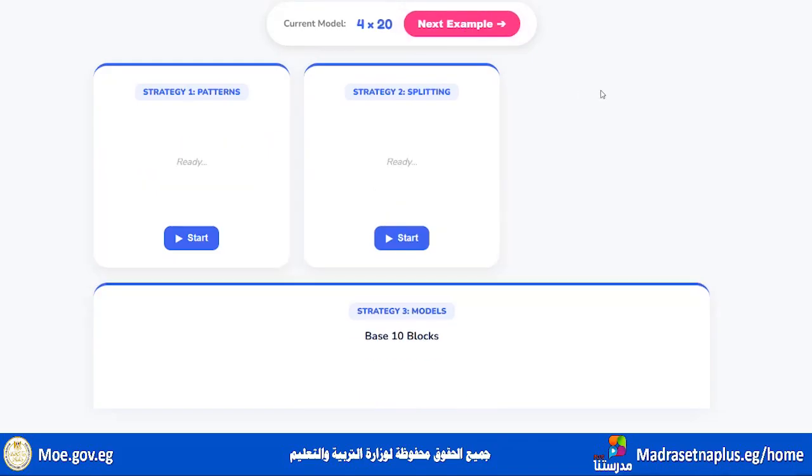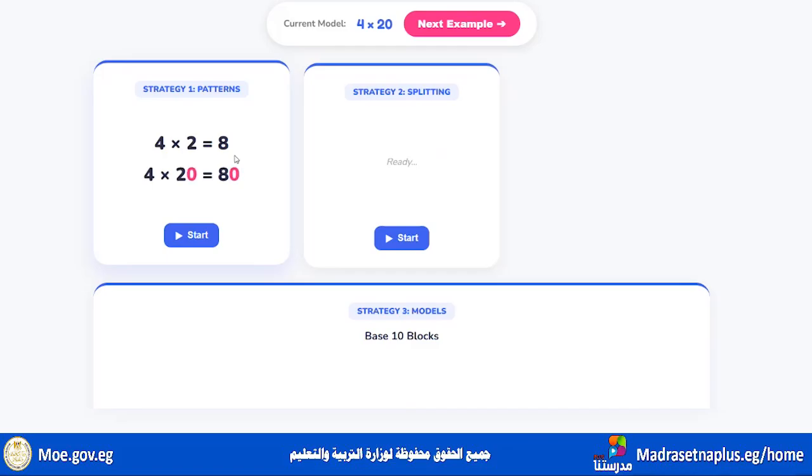Next, we have 4 times 20. By using any one of these strategies, you are free to choose any one suitable for you. By patterns, 4 times 2 equals 8. What about 4 times 20? It will be 80. Let's get it. 4 times 2 equals 8, so 4 times 20 equals 80, by using patterns.